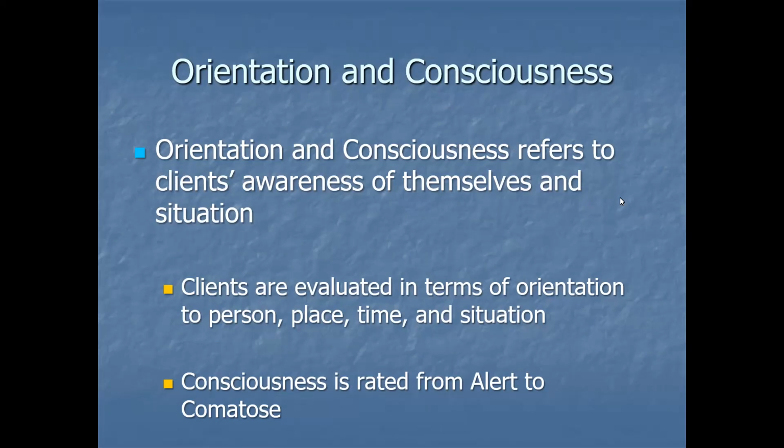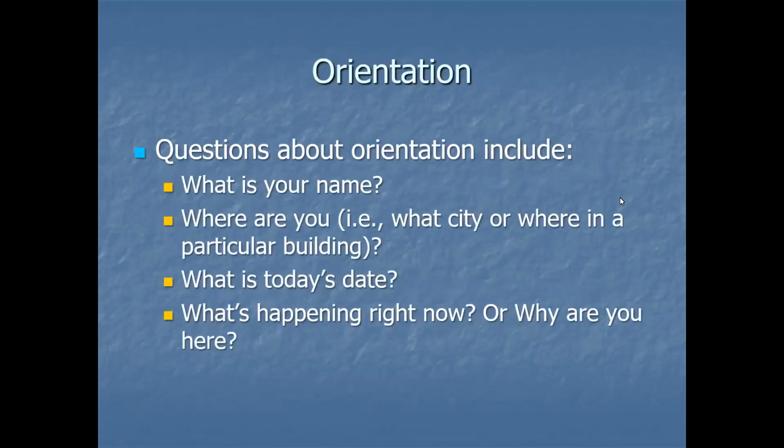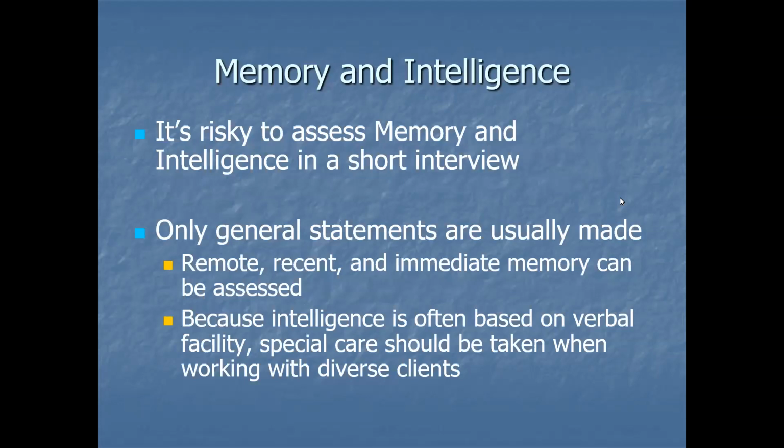When you talk about consciousness, this is rated from alert to comatose. When we look at orientation, we are essentially looking at things like, what is your name? Where are you? What's today's date and what's happening right now? When we look at memory or intelligence, we are essentially assessing what is their level of thought processes.